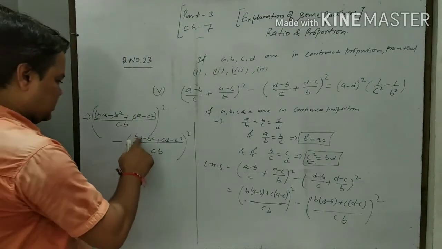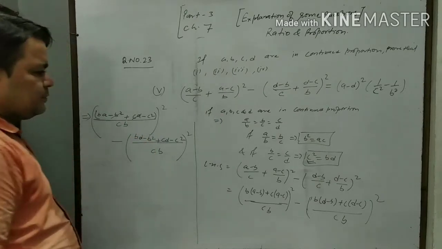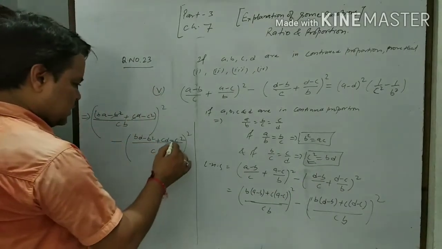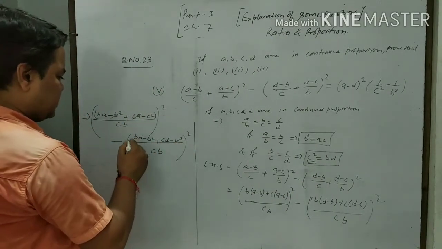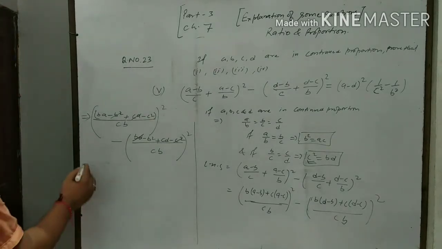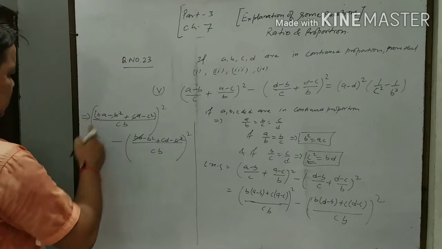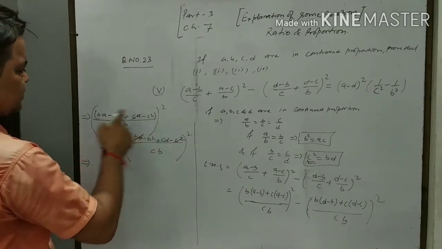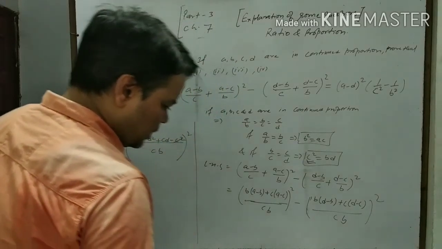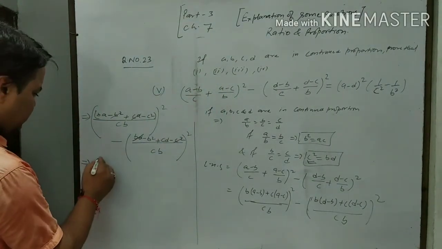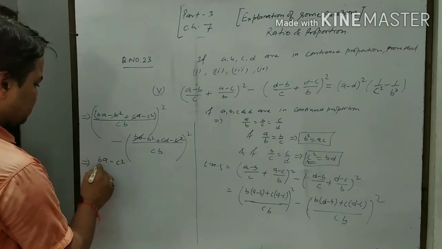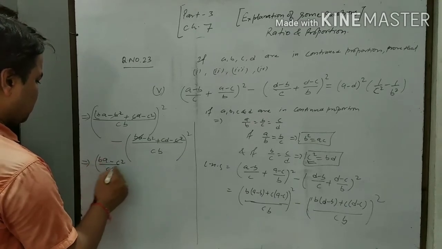Sorry, BD. Now, C square is equal to what? BD. Here minus C square and plus BD will be cancelled. Then what do we have in the next step? Here we have only BA and C square. BA minus C square upon CB whole square.